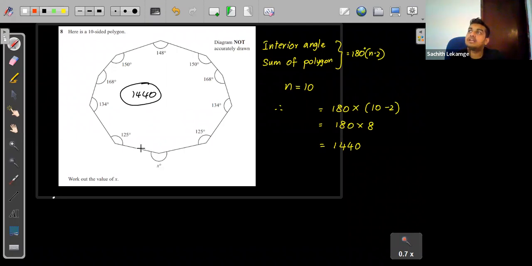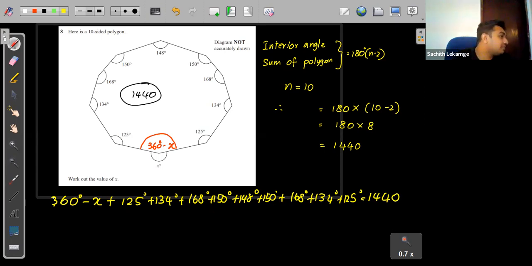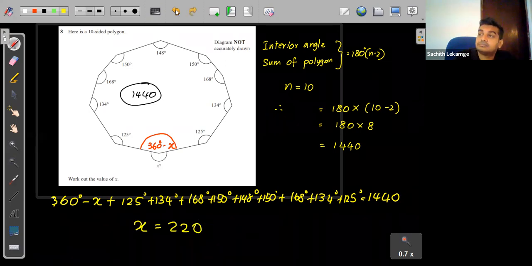Here, this is x, take it as what? 360 minus 6. Help me with this. Simplify this, you need the value. What is it? x equals 221. The answer is clear.